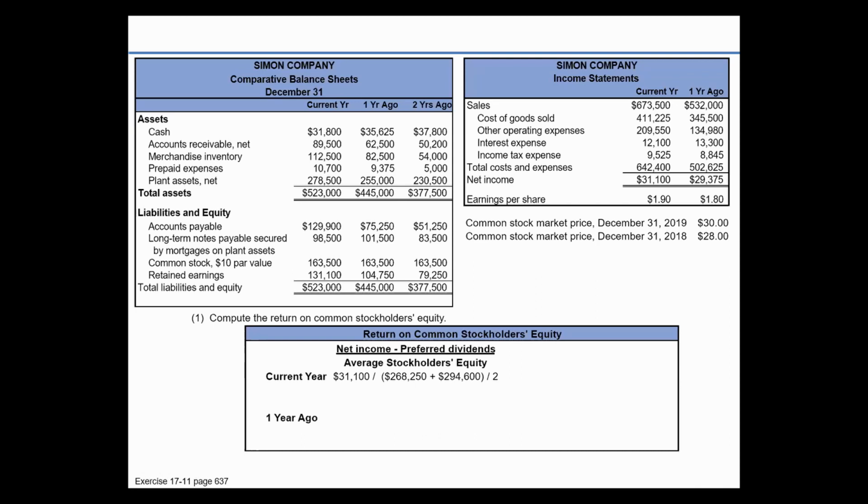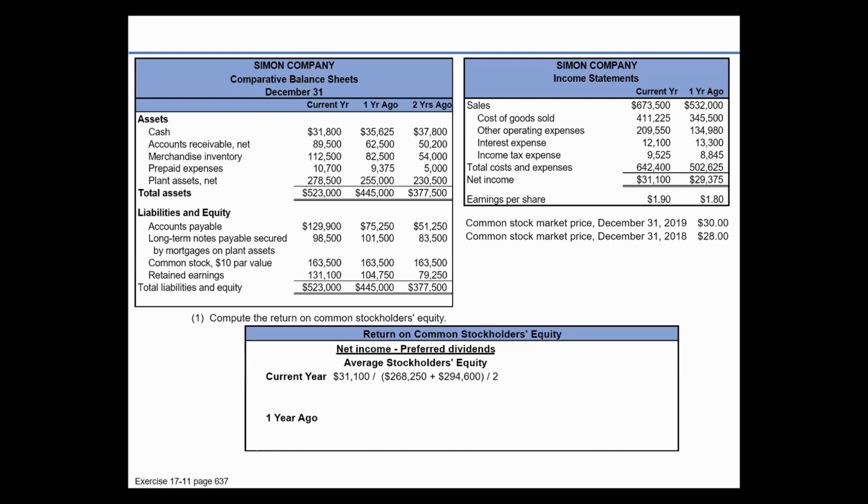Okay, so otherwise they would have to tell us that. They don't. So you're just going to take the net income, which we can pull right off of the income statement, is 31,100. Divide that by the average of the shareholders' equity. If you look over here on the balance sheet, the shareholders' equity would be the common stock at $10 par value, and also the retained earnings. So you would take both of those, add them up, divide them by 2.